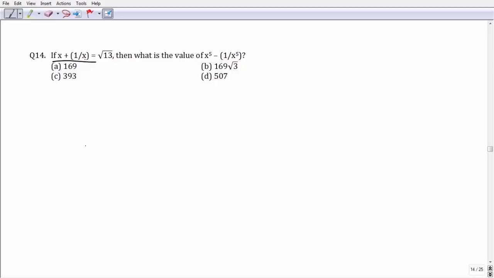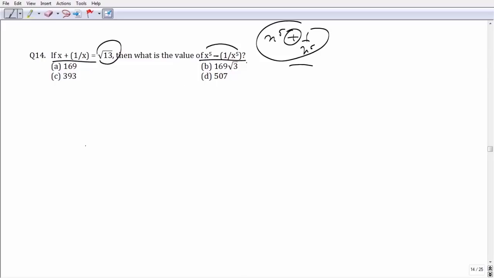In this we have the value of x plus 1 by x equals root 13, and we have to find out the value of x to the power 5 minus 1 by x to the power 5. Now, if it would have been x to the power 5 plus 1 by x to the power 5, we had a simple equation for that and we could have solved it very easily. But since instead of this plus there is a negative, we have to be cautious.